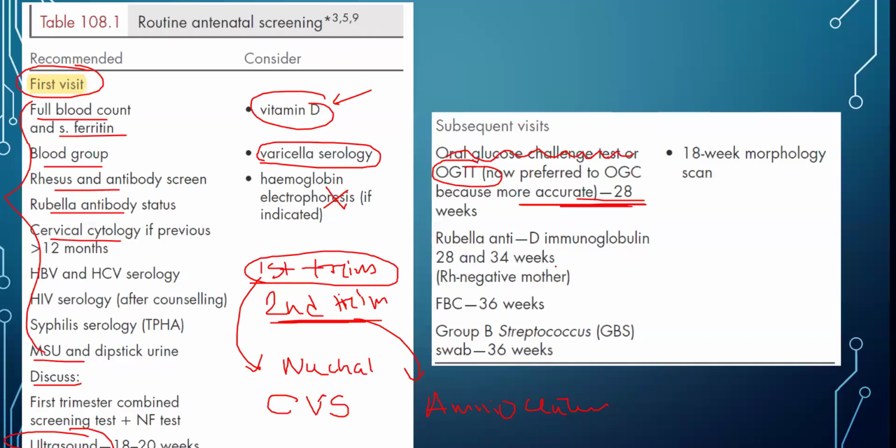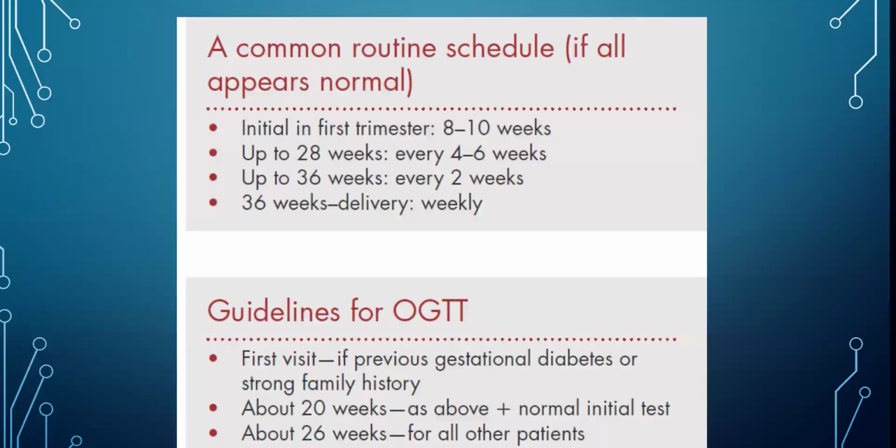Then at 28 and at 34 weeks, Rh negative mothers will get anti-D immunoglobulin. Okay, at 36 weeks, we again check their full blood count and we do the GBS test, which is the vaginal swab. So that's all the common pregnancy screening tests for every pregnant mother in Australia. Okay? And there are some common routine schedules which you don't need to memorize. You can just remember it. That will do.